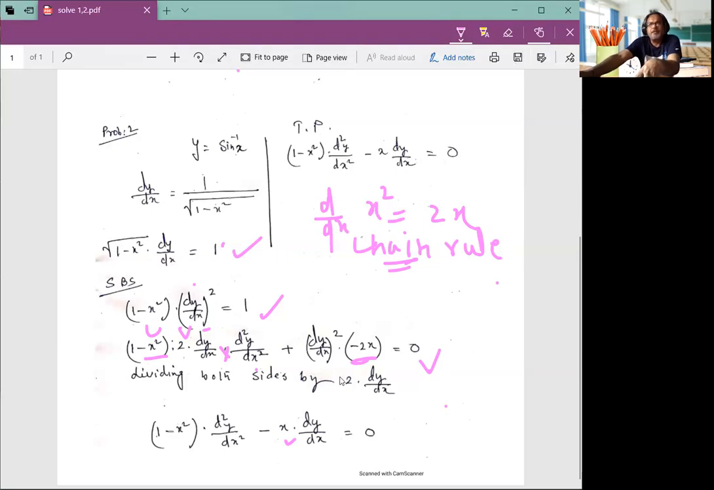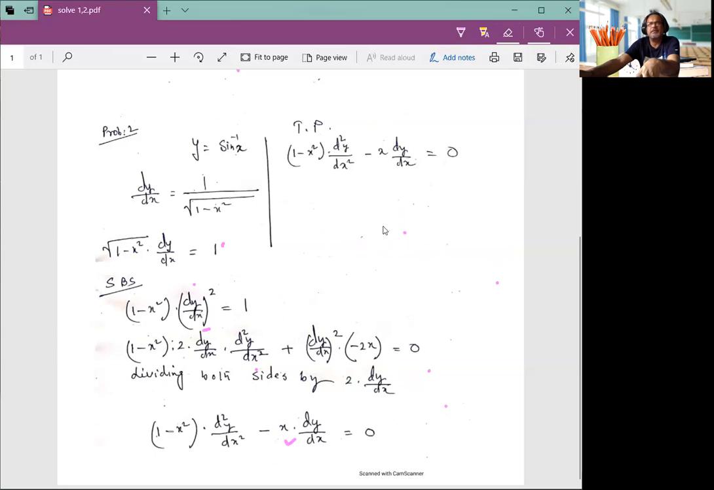So you see, this 1 minus x square, I'm showing you. This is 1 minus x square into 2 into dy dx into d2y by dx2 plus dy dx whole square into minus 2x is equal to 0. So this is the equation. Now it has come. But you have to prove this one.